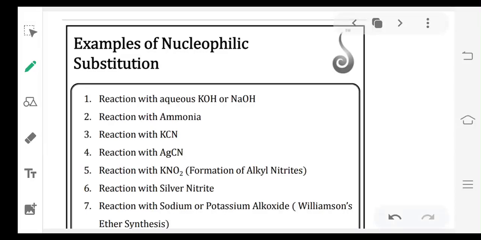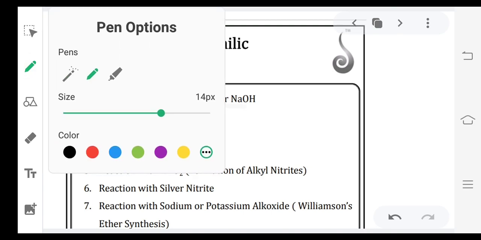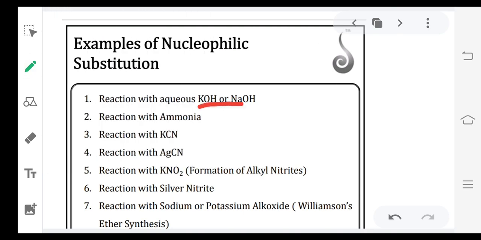Good morning, students. So we'll continue nucleophilic substitution reactions. So there are different nucleophilic substitution reactions. Reaction with aqueous KOH and NaOH.